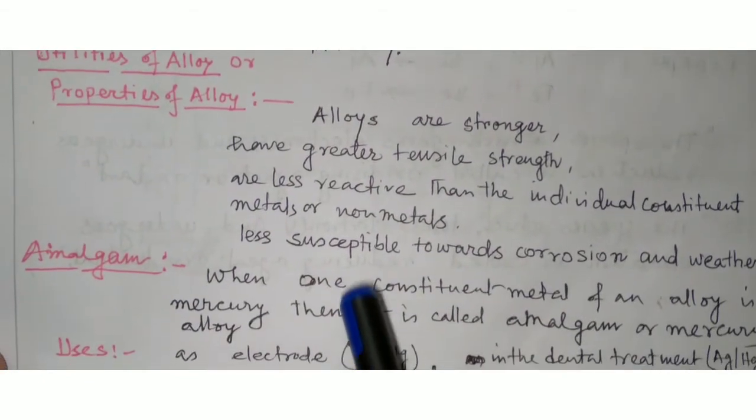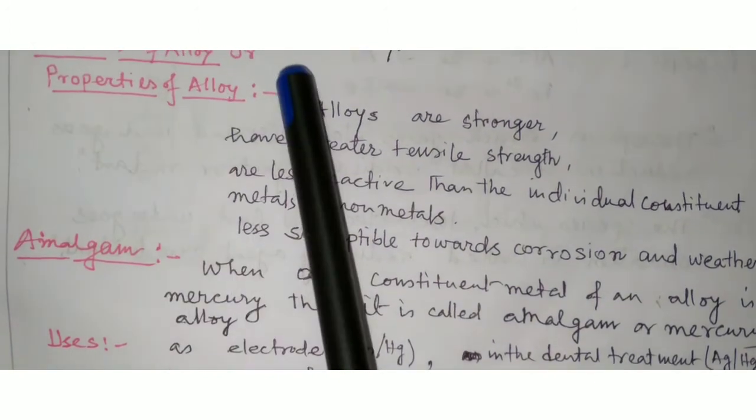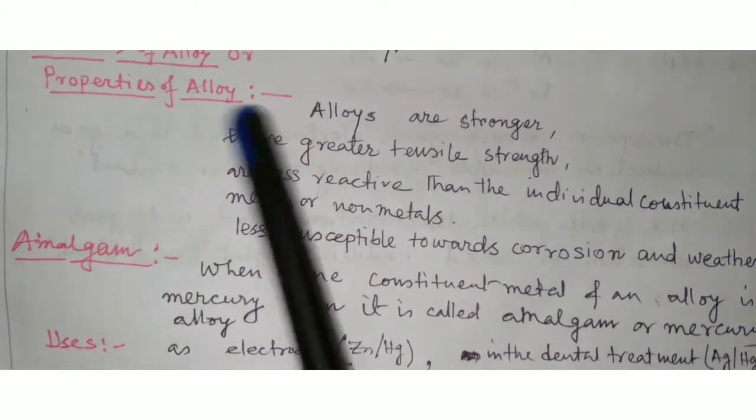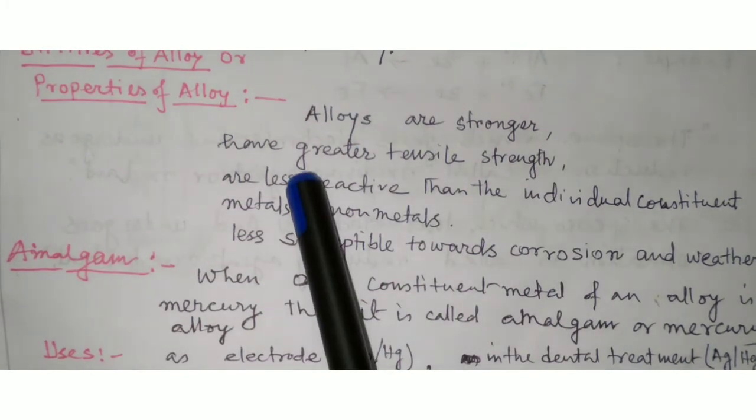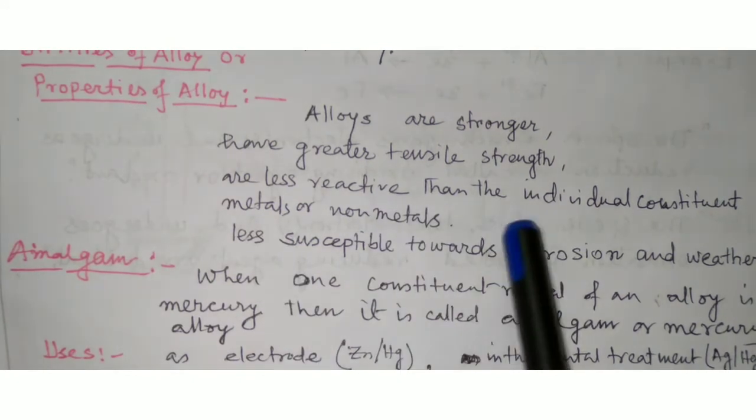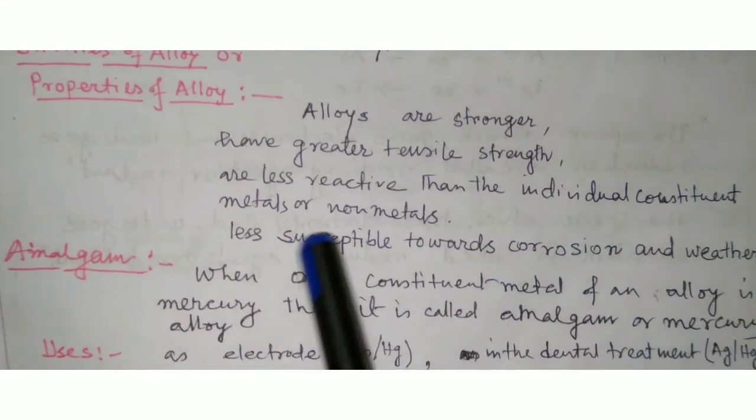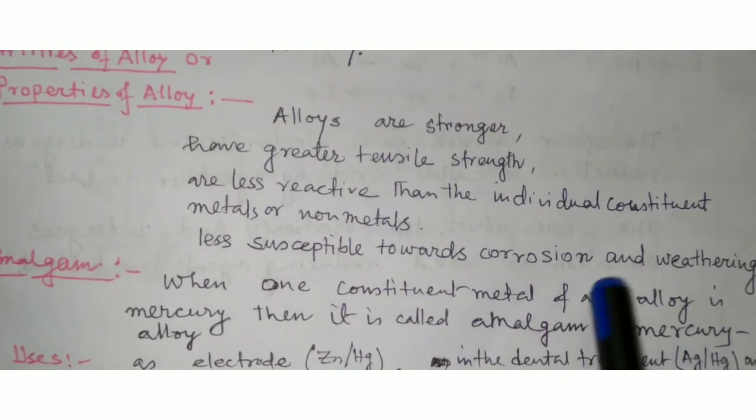Now, what are the utilities or properties of alloys? Alloys are stronger, have greater tensile strength, are less reactive than the individual constituent metals or non-metals, and are less susceptible to corrosion and weathering.